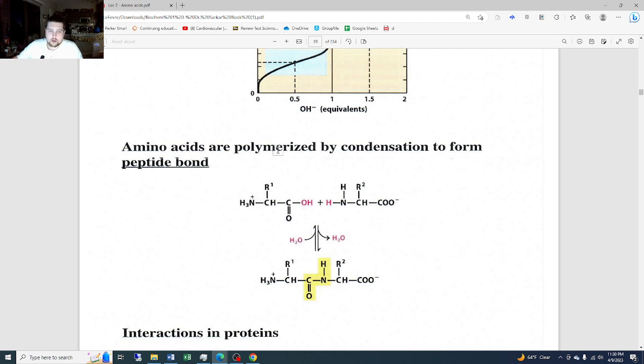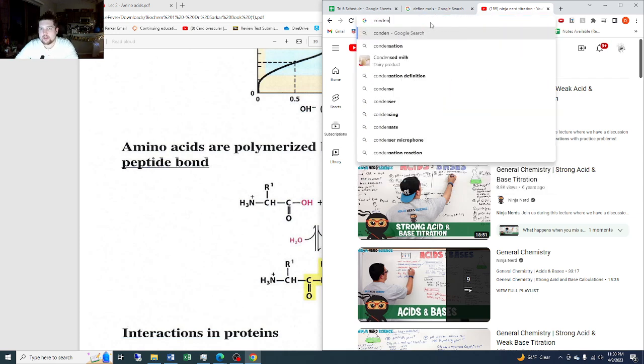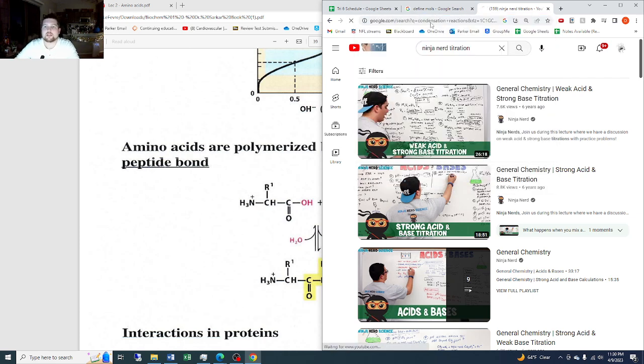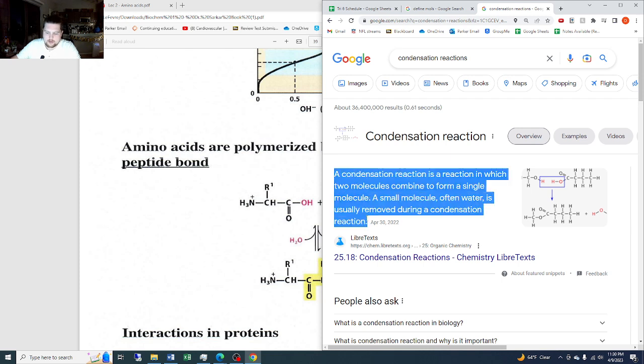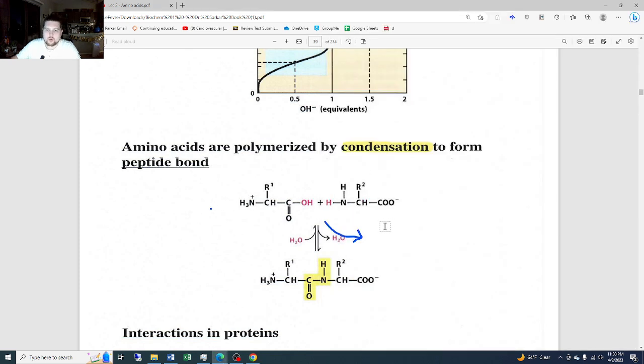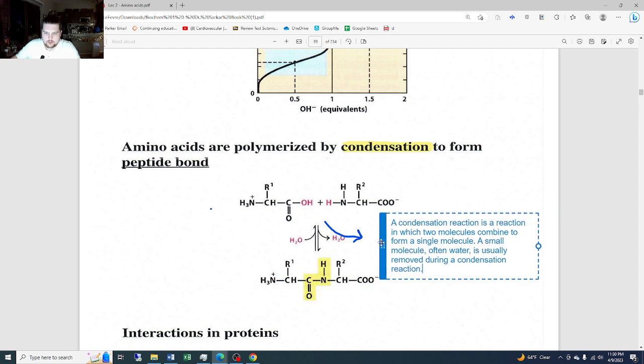So the amino acids are polymerized by condensation to form a peptide bond. Earlier we saw oxidation reduction. Now we're going to have condensation reactions. Condensation, we're having water. Let me triple check that, because there are condensation reactions and hydration reactions. I want to make sure. Each molecule is combined to form a single molecule. A small molecule, often water, is usually removed during condensation. Yeah. Always double check your work.